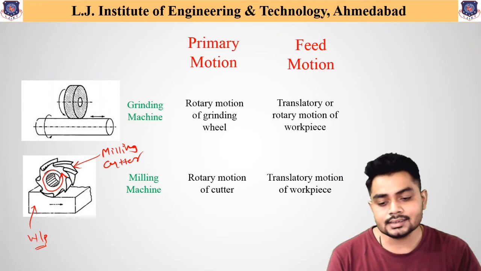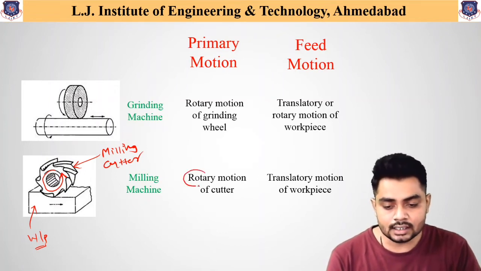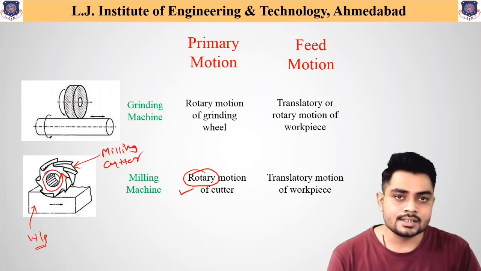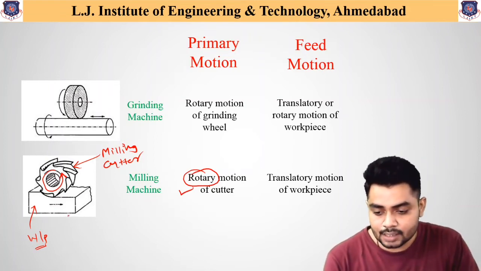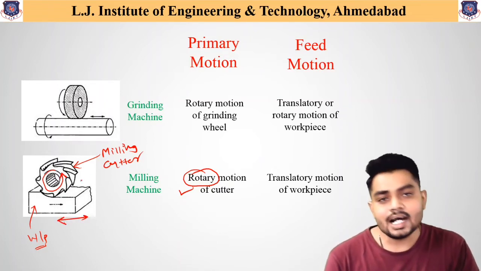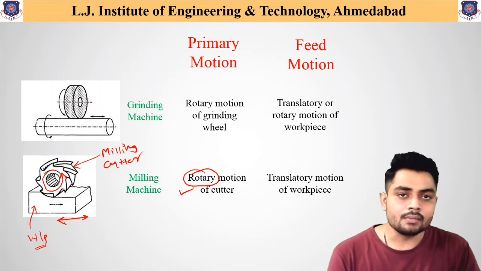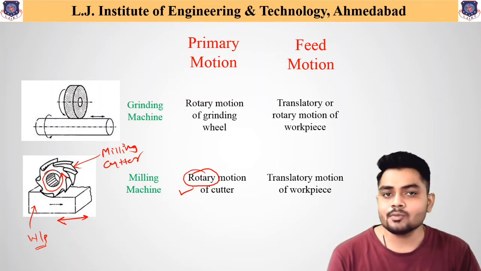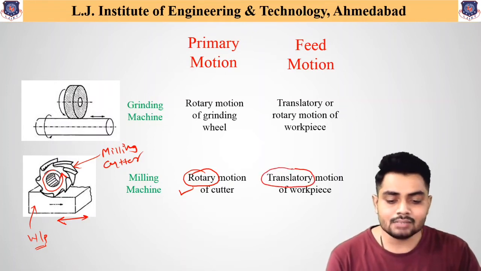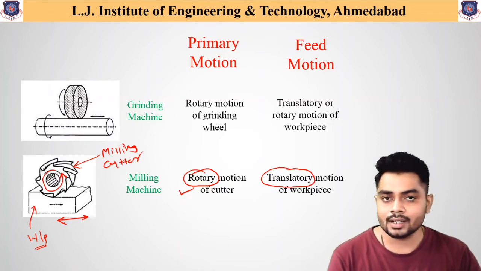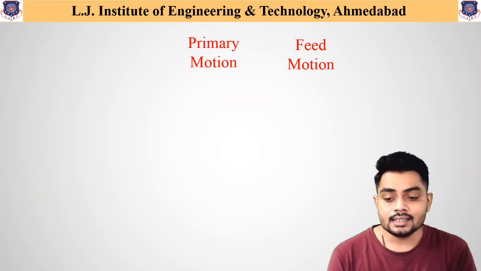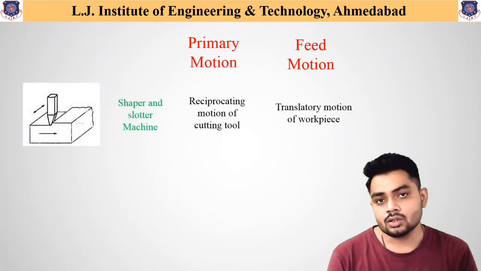So again, now you can understand easily the rotary motion of the cutter, that is the primary and foremost requirement for cutting purpose. And similarly, you can see that this workpiece needs to be moved maybe towards the milling cutter or maybe away from the milling cutter based on the requirement. So that is nothing but the translatory motion of the workpiece. So this is translatory motion of workpiece, that is nothing but the secondary or auxiliary motion requirement in this case of this milling machine. Now the next machine, that is the shaper and slotter machine.